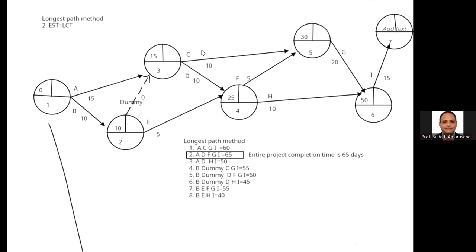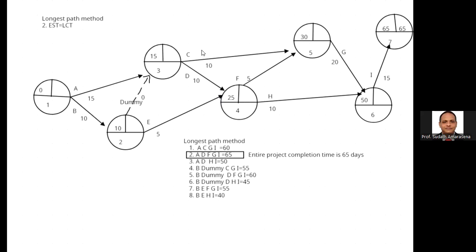Now, after you calculate the earliest starting time from event number 1 and complete the last event, you can write down the same figure as the latest completion time of the last event. Normally, we calculate the earliest starting time first. Then we write down the same figure as the latest completion time of the last event, 65. Do you understand what I mean? We start from event number 1 and calculate the earliest starting time first. The last event's earliest starting time equals the last event's latest completion time.